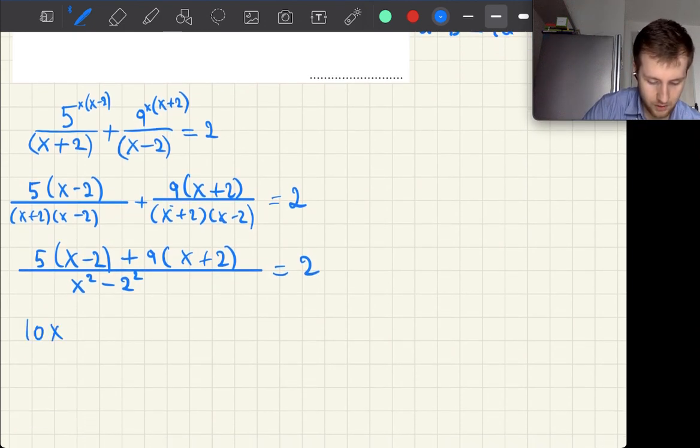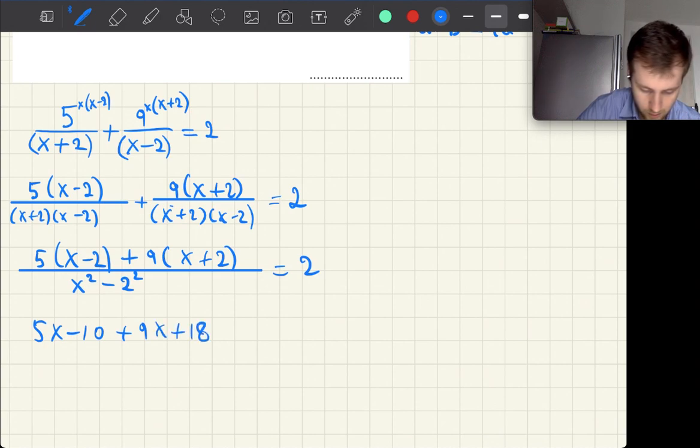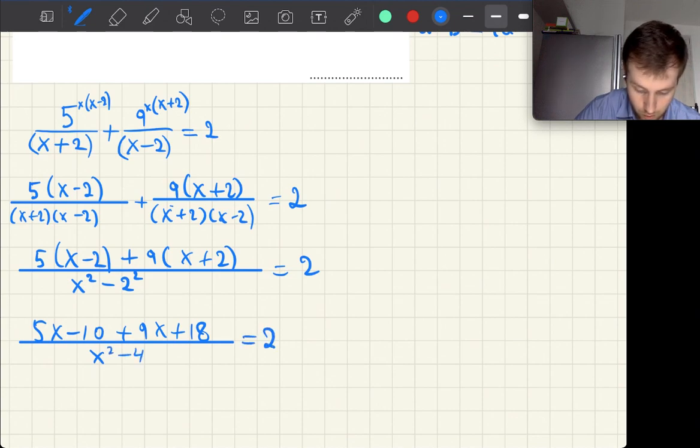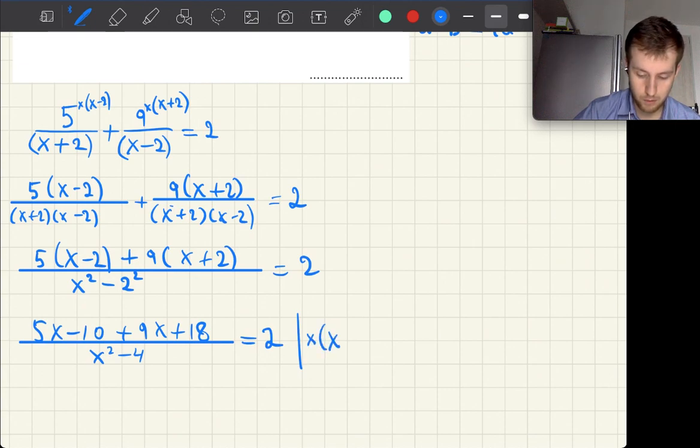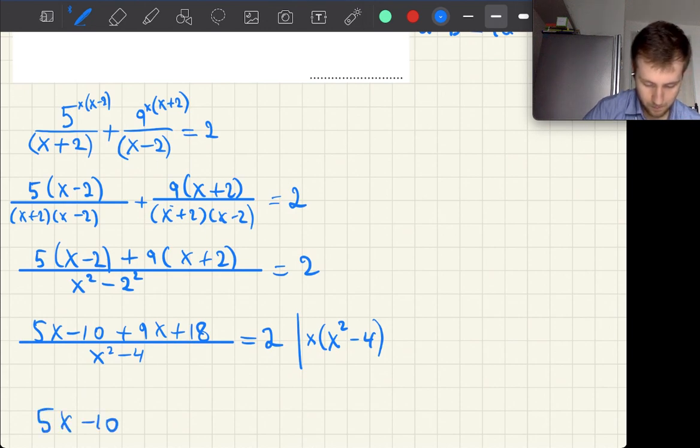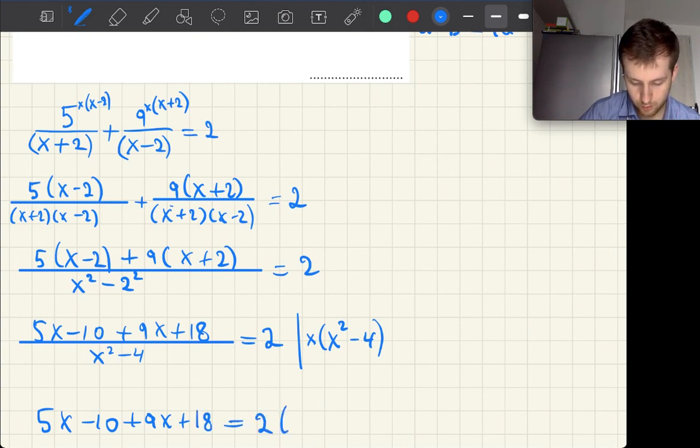Open the brackets, we will get 10x minus 5x, 5x minus 10 plus 9x plus 18, right, divided by x squared minus 4 is equal to 2. Remember, I told you before that the first thing you should try to do is get rid of the denominator. So not really the first thing in this case, but nevertheless we have to get rid of the denominator. This is why we will multiply both sides by x squared minus 4, so that we will have 5x minus 10 plus 9x plus 18 equals 2 times x squared minus 4, so something like this.